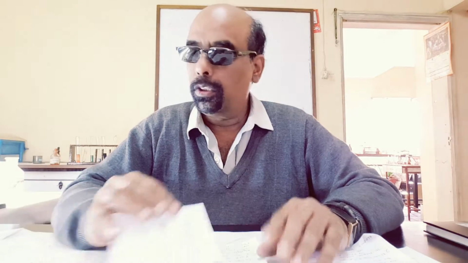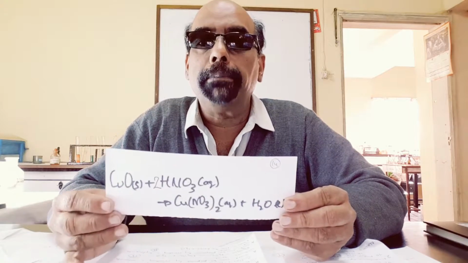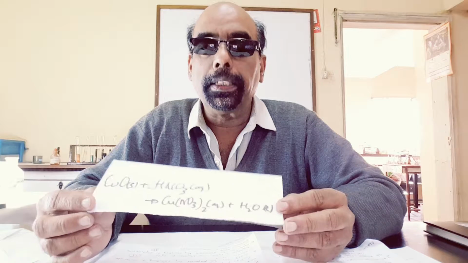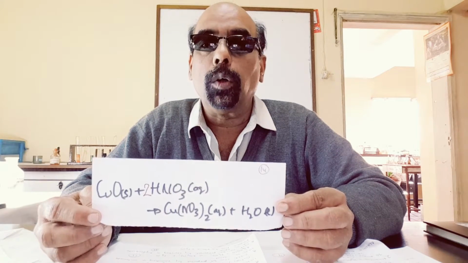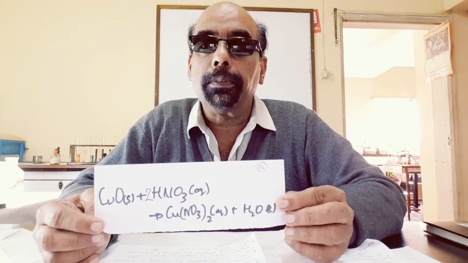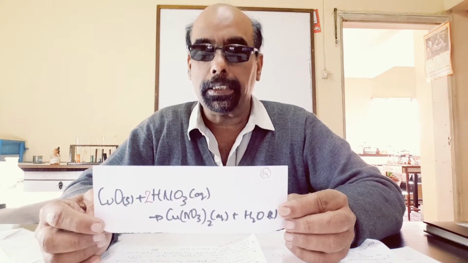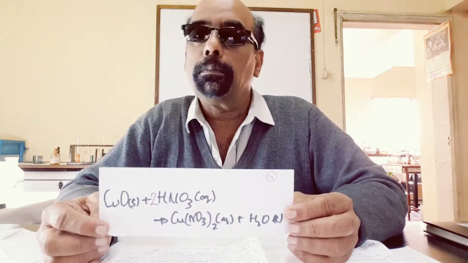There are other methods of preparing salts. A salt can be prepared by reacting an oxide with an acid. Copper 2 oxide, a black solid, is reacted with nitric acid to obtain copper 2 nitrate and water. So to get copper 2 nitrate, Cu(NO3)2, the nitrate will come from nitric acid and the copper will come from copper 2 oxide in this case.